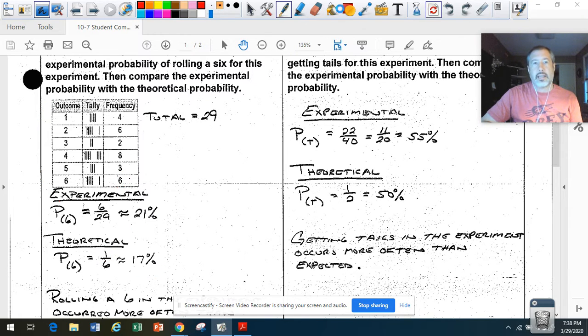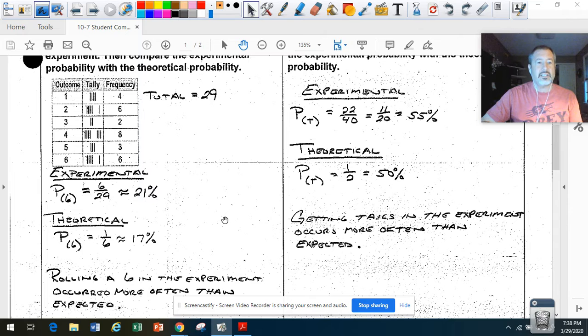So what can we say here? We can say rolling a 6 in the experiment occurs more often than expected. Okay, so that's what we expect here. Rolling a 6 in doing our experiment will occur more often in an experimental probability than in theoretical.